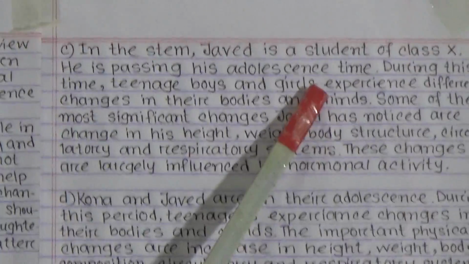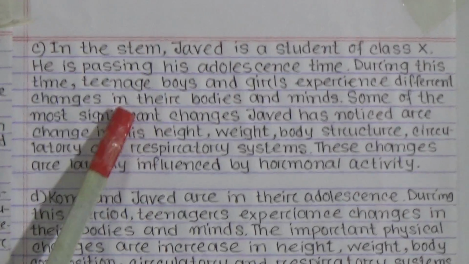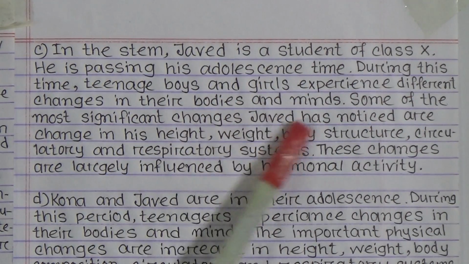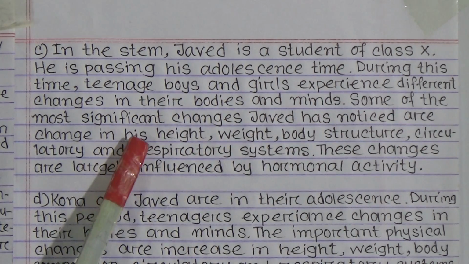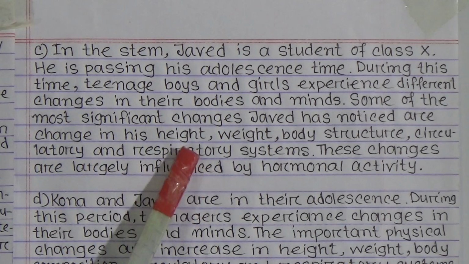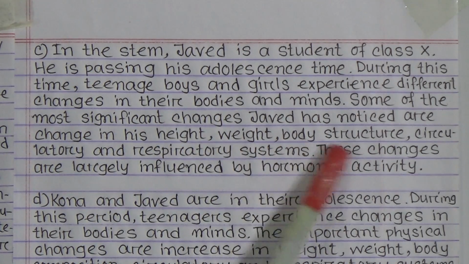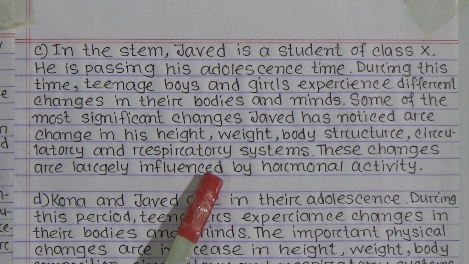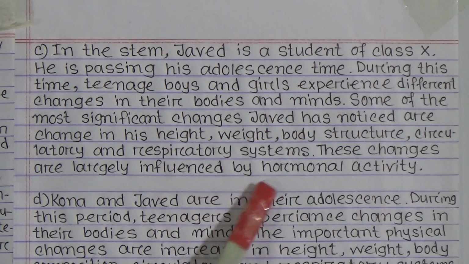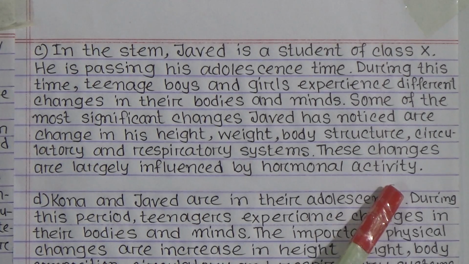At this time, Javed is a student of class 10. He is passing his adolescence time. During this time, teenage boys and girls experience different changes in their bodies and minds. Some of the most significant changes Javed has noticed are change in his height, weight, body structure, circulatory and respiratory system. These changes are largely influenced by hormonal activity.